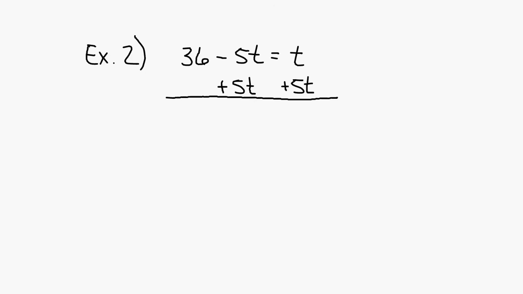These 5t's cancel out. The 36 comes straight down. And it's equal to t plus 5t, which is 6t. The variable is being multiplied by 6, so you can divide both sides by 6. The 6's cancel. 36 divided by 6 is 6, so 6 is equal to t.